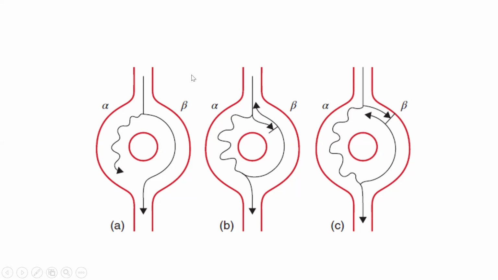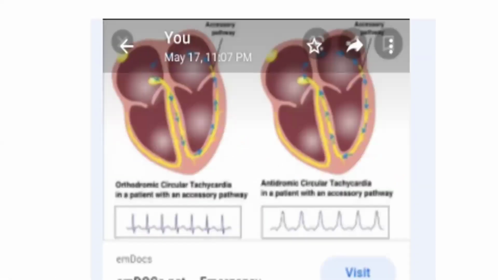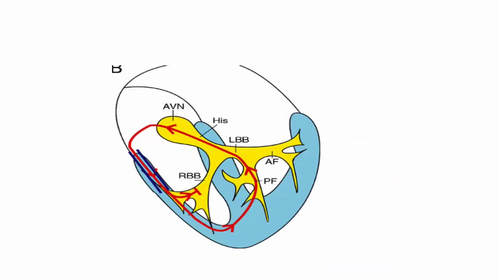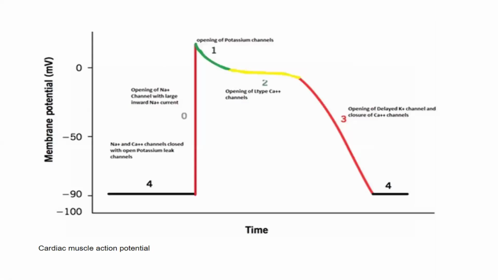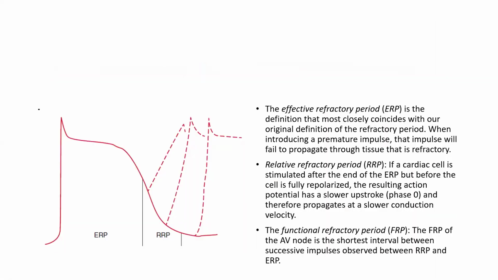Okay, good. All right. So we've explained the orthodromic and antidromic pathway for AVRT. So if you have any questions, you can always ask at any time. Okay, so we've tried to expatiate on what we mean by effective refractory period, relative refractory period and functional refractory period. So functional refractory period is just the shortest time interval between effective and relative refractory period. Okay.